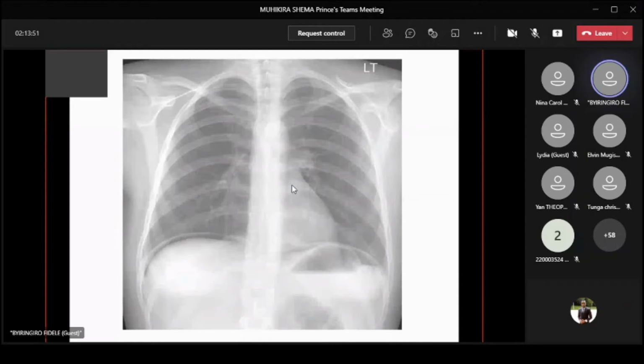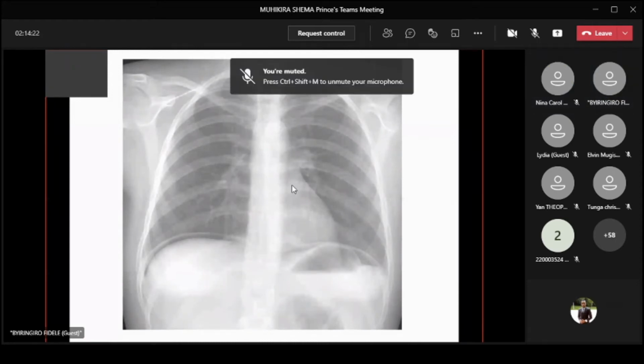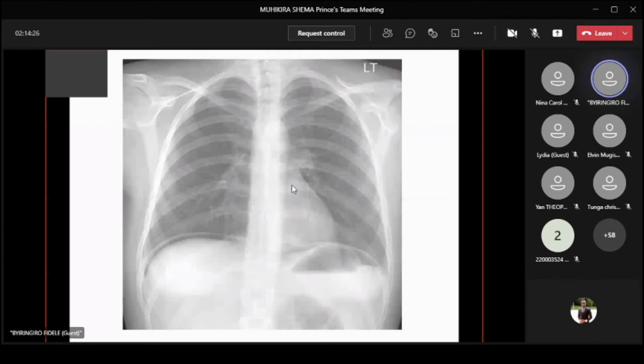Can you hear me? Yes. What is the condition that can cause air under the diaphragm? Probably COVID. What's your name? Nina. Nina, how can you explain COVID with air under the diaphragm? I think because it is a disease of the respiratory system, and the diaphragm is part of the respiratory system.